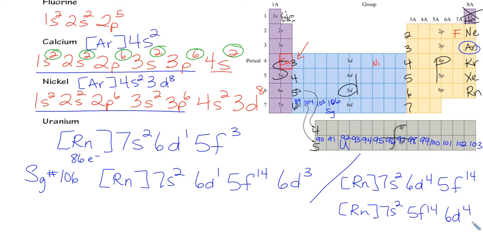The chances that they're going to give you one of these elements are very slim because there are so many different ways of writing the electron configuration and they're all acceptable. So I highly doubt they're going to give you anything in this region of the periodic table, but just for your peace of mind, so you could sleep at night, any of these would be 1,000,000% acceptable.